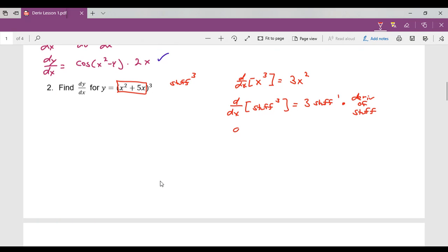Another way I can view it in function notation: derivative with respect to x of, instead of saying stuff, I'll say g of x cubed, right? It would be 3 stuff, so 3 g of x squared, and then times the derivative of stuff. All different ways to do it. You can apply the chain rule to any differentiation formula you know.